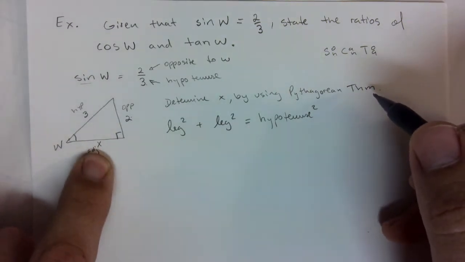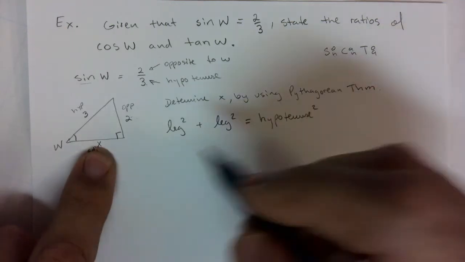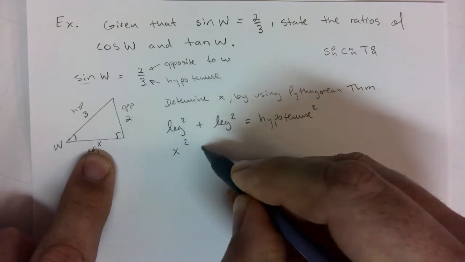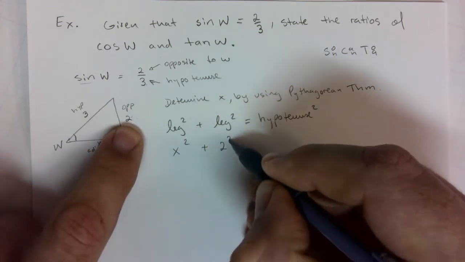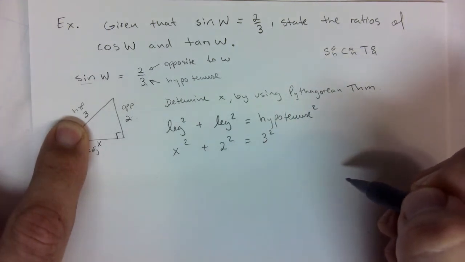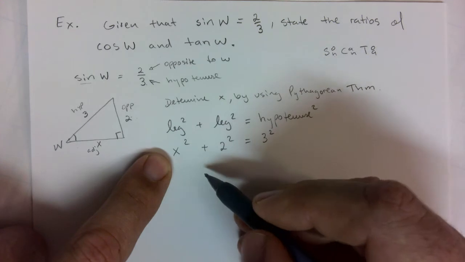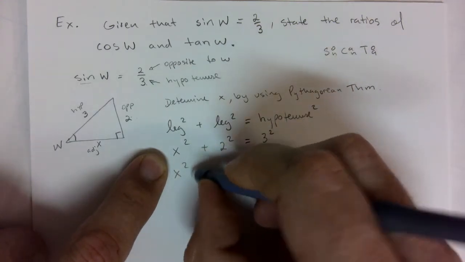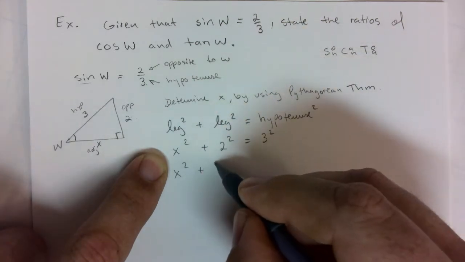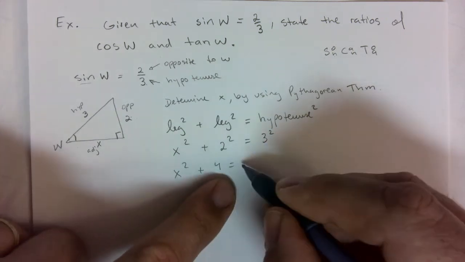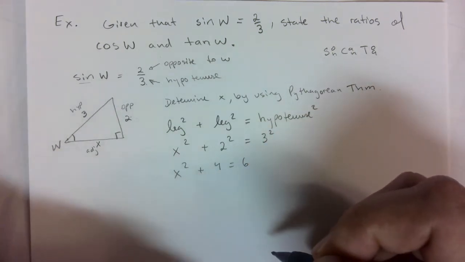This is a leg, right? We know that for sure. So we know that x squared plus the other leg, which is 2 squared, is going to be equal to the hypotenuse, which is 3 squared. Okay. Furthermore, we know that x squared is equal to, oh, I won't move it just yet. x squared is equal to 4, right? Because 2 squared is 4, and 3 squared is 6. You're like, it's not 6.